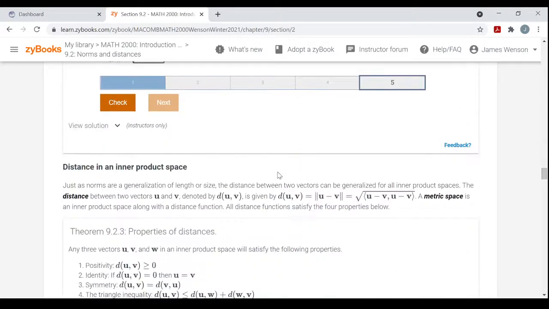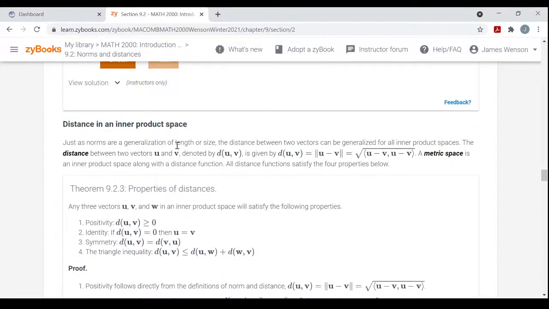So now, that was all about norms. That doesn't go away for the rest of this section. On distance: what's the distance between two vectors in an inner product space? Just as norms are a generalization of length or size or magnitude, the distance between two vectors can be generalized for all inner product spaces.